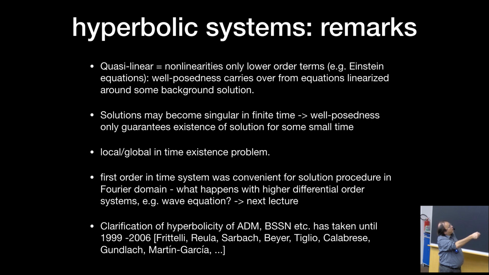Now, one question that can arise and has confused people in relativity in particular for a long time is that having things first order in time was very convenient and in our analysis quite essential for the whole solution procedure in the Fourier domain. But what happens if you actually have higher differential order systems? For example, the wave equation is actually second order in time. Now what do you do? And we'll get back to this.